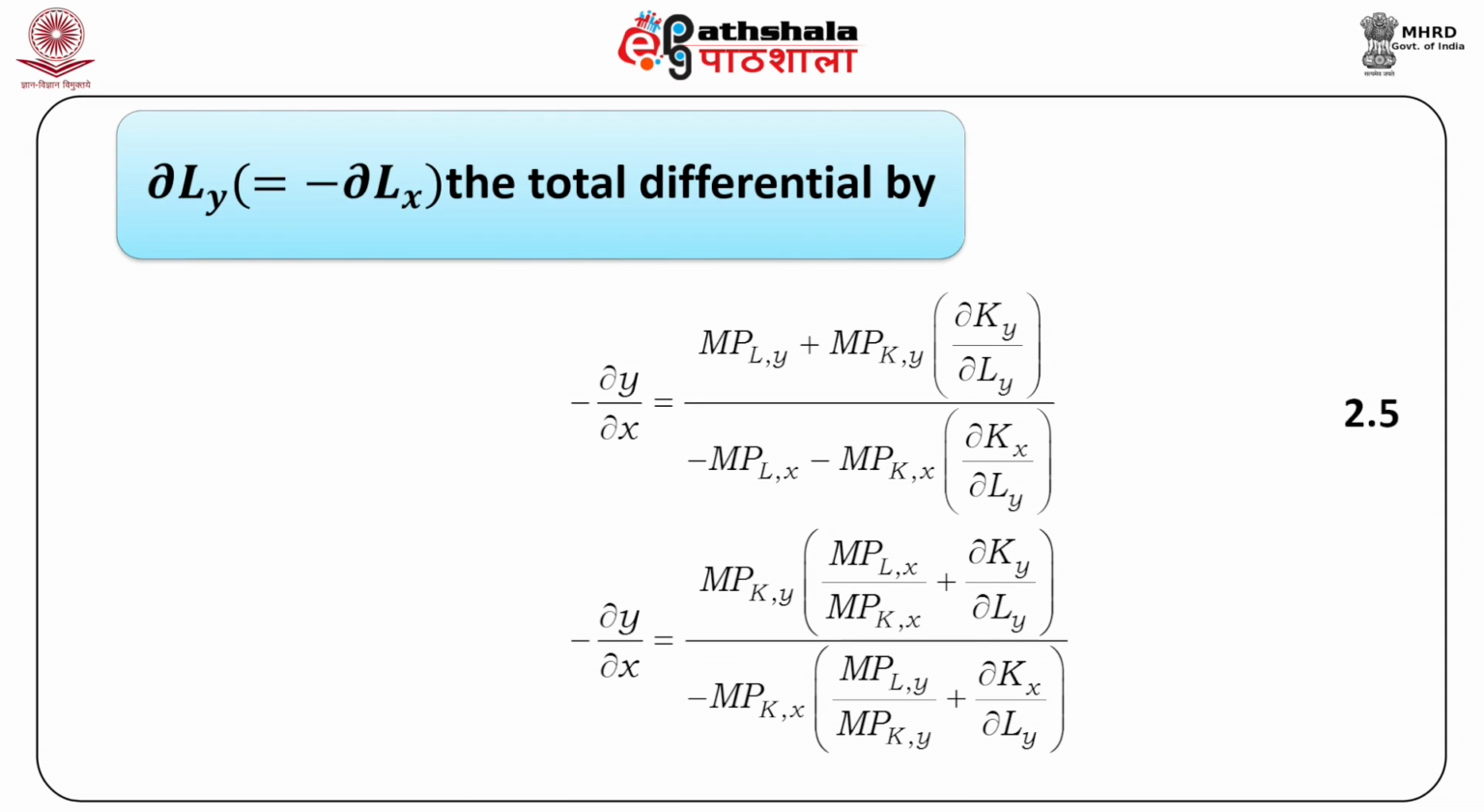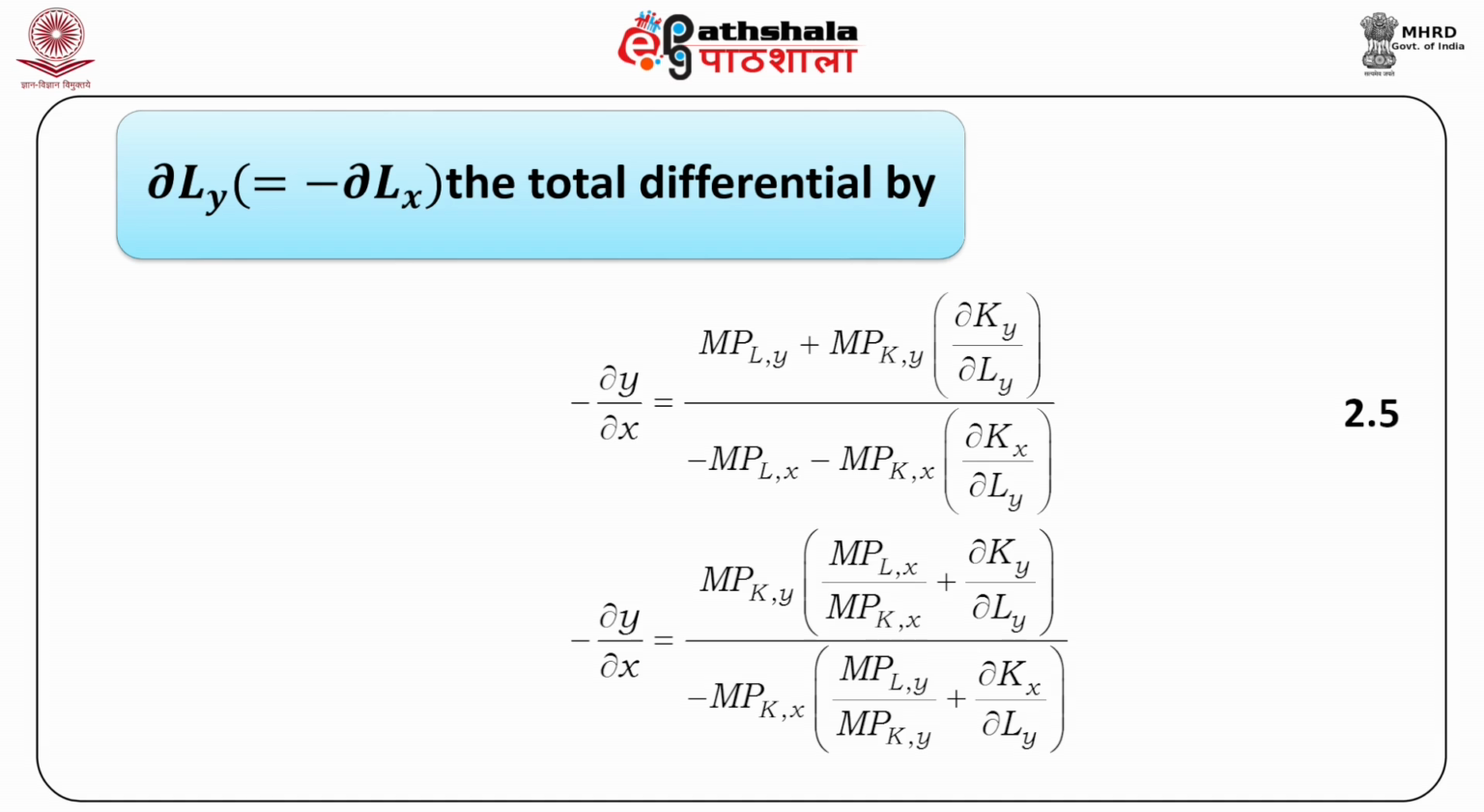Now, dividing the total differential by del Ly is equal to minus del Lx, we find that minus of del y upon del x, which is the slope of the production possibility frontier, is equal to MPLY plus MPKY whole into del ky by del Ly whole, divided by minus MPLX minus MPKX into del kx upon del Lx. This is equation number 2.5.